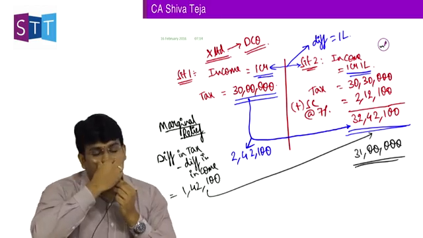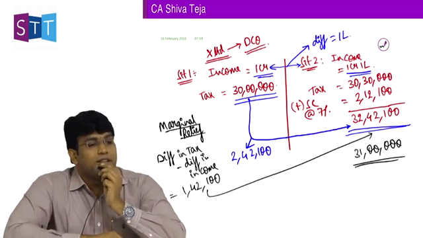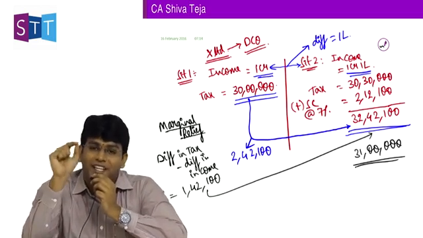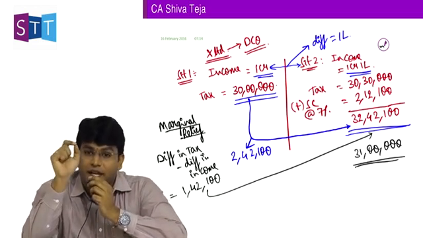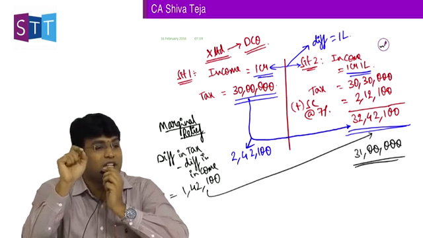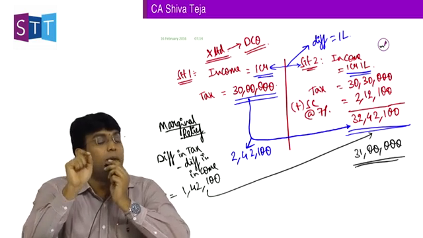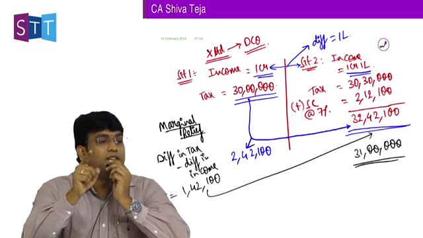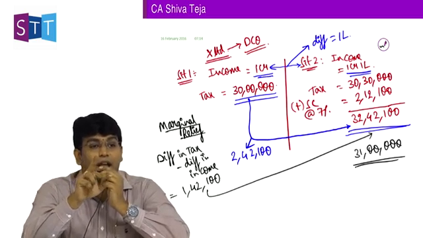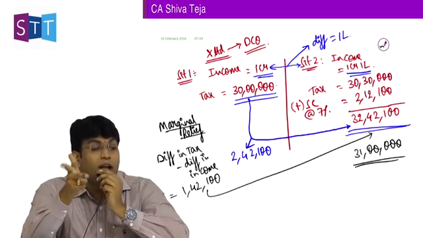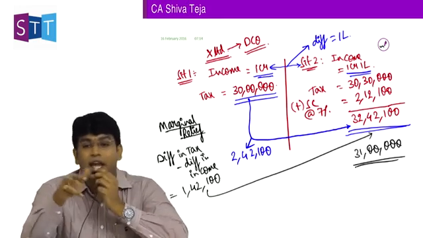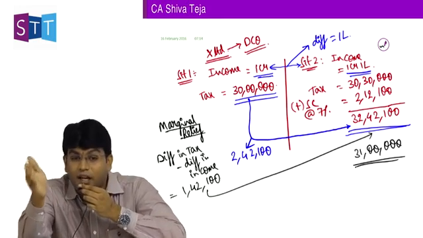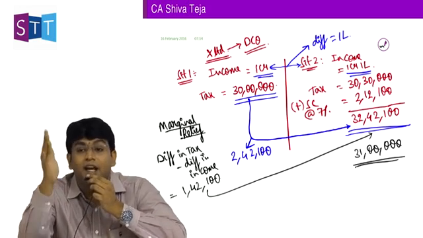Now if I have to put it in words, marginal relief means a situation where extra tax is more than extra income because of surcharge. The difference between extra tax and extra income is allowed as marginal relief. I repeat again, the difference between extra tax and extra income is allowed as marginal relief.